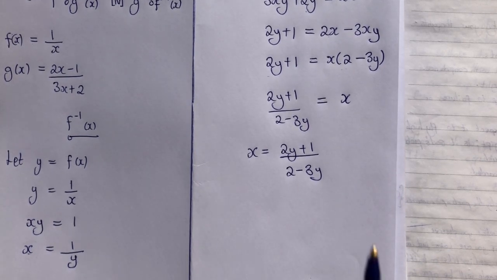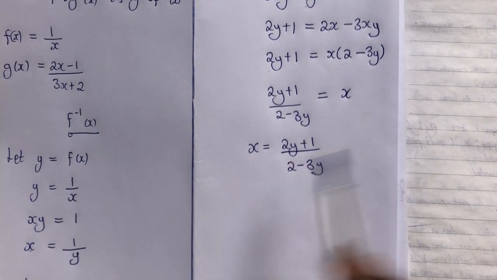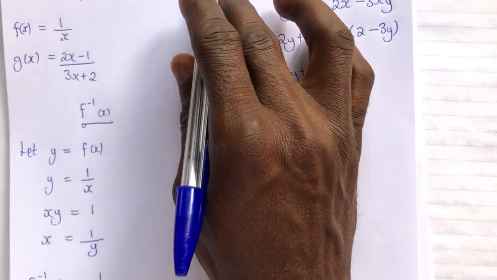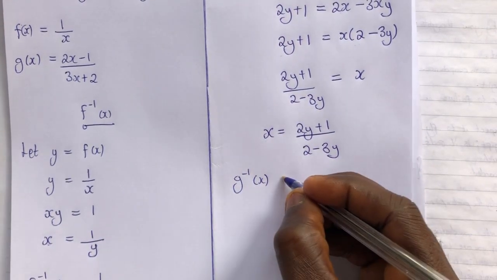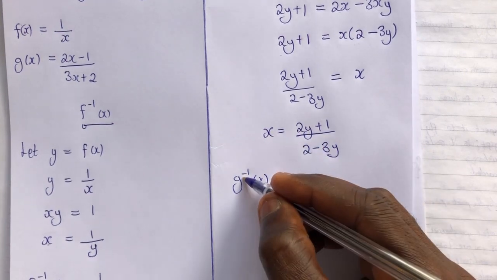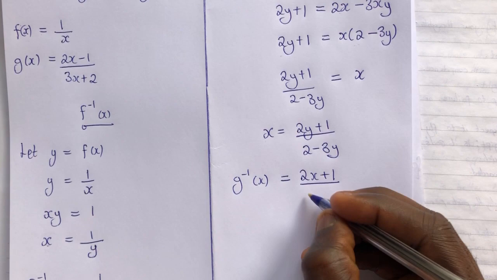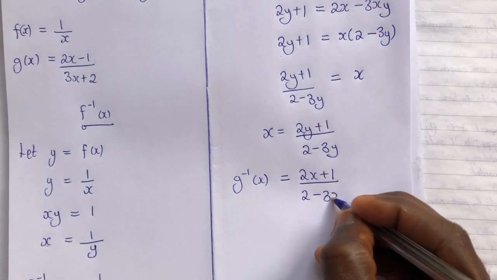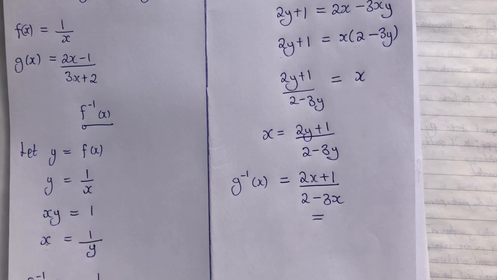This is not range and domain. We are not working with range. We are working with what? Inverse of a function. So now, what is the function given to me? g inverse of x will be equal to, this stands for this, 2x plus 1 out of 2 minus 3x. And this becomes your inverse of g of x.